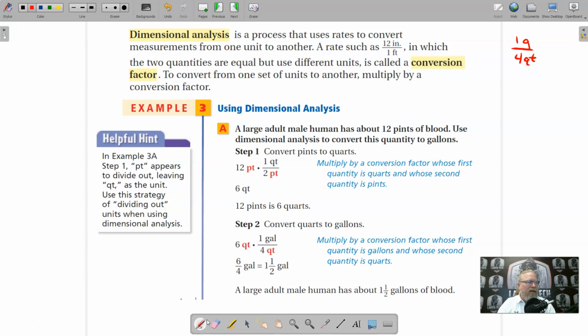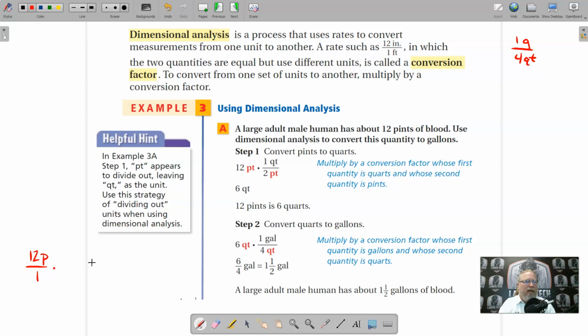How I would have done this in working it out, if I need to go from 12 pints, I'm going to write this as a fraction because that way you can see the whole canceling out thing. This helpful hint about dividing out units is going to be a little bit easier to see if we represent the first measurement of 12 pints as a fraction of 12 pints over 1.